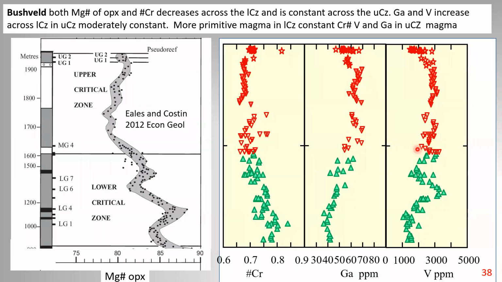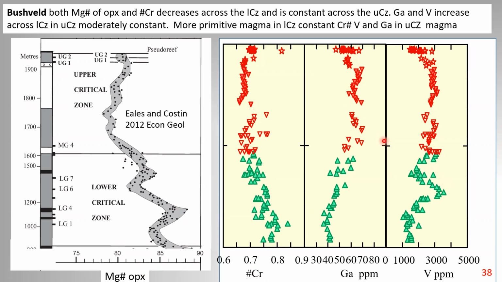When we come to the Bushveld, and this is not to scale, I've just put the chromitites on top of one another. But the point is, if we look at the Mg number of the orthopyroxene, it generally goes down in the lower critical zone. The chrome number also goes down, and the gallium goes up, and the vanadium goes up, which is exactly what we expect, because as the magma gets more fractionated, the concentrations of these elements go up.